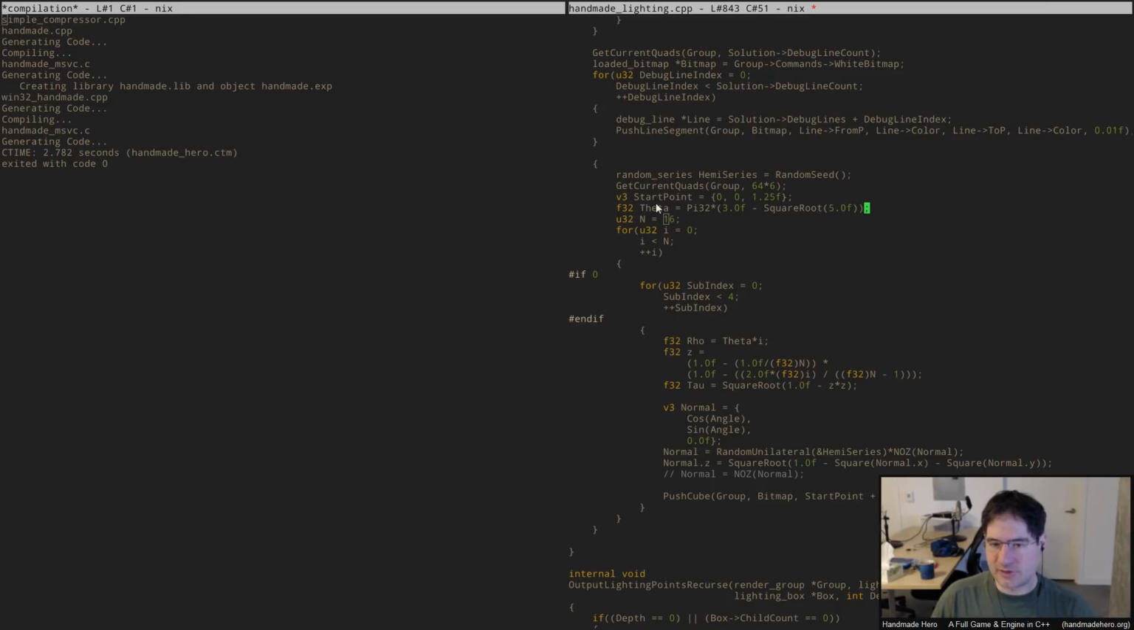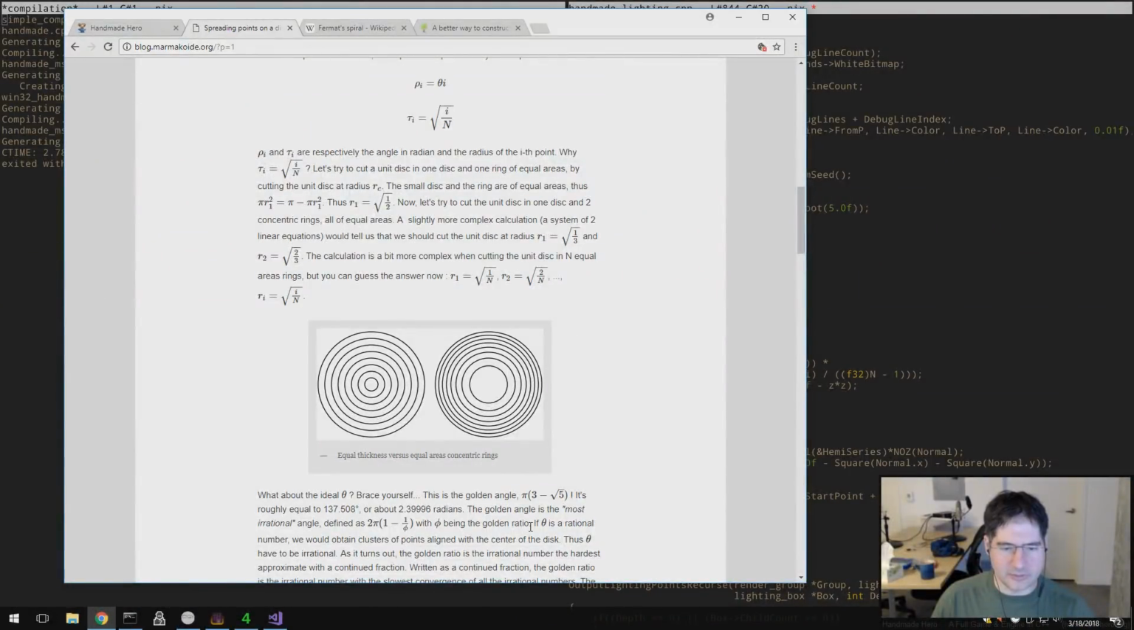So that should produce the actual value that we want in theta. Again, we've got the number there, the 16, which is how many points we want to distribute, and then off we go.